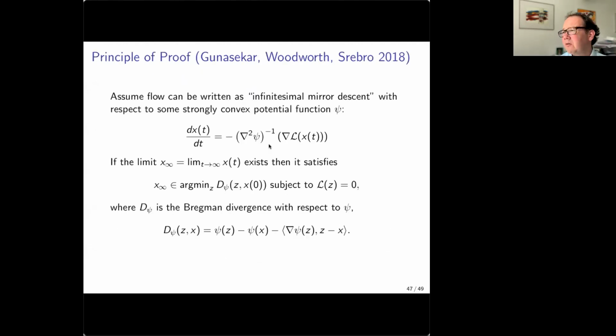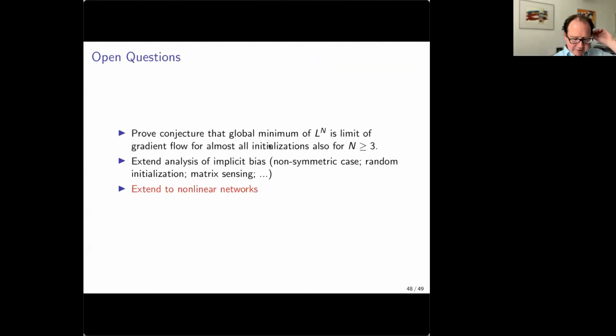Maybe I'm already a bit over time, so let's skip this. So of course there are a lot of open questions, so we still have some conjecture here, and then this story of the implicit bias, we have it now. I think we understood it in terms of L1 minimization and sparse recovery, but there are many cases we did not yet understand. And of course the most interesting thing would be to extend all these things to nonlinear networks, but I think that still requires a lot of thinking.